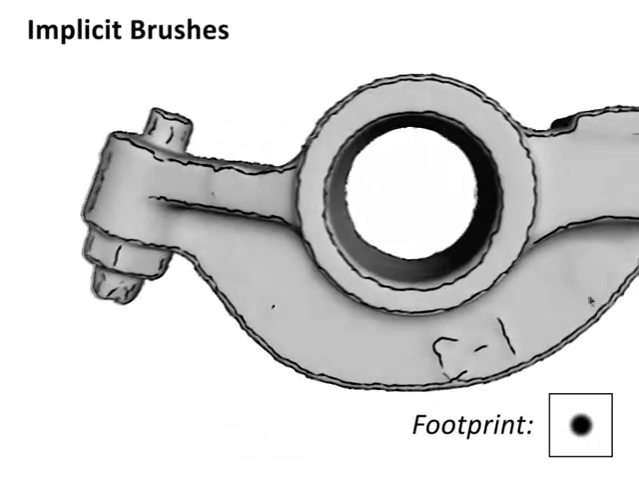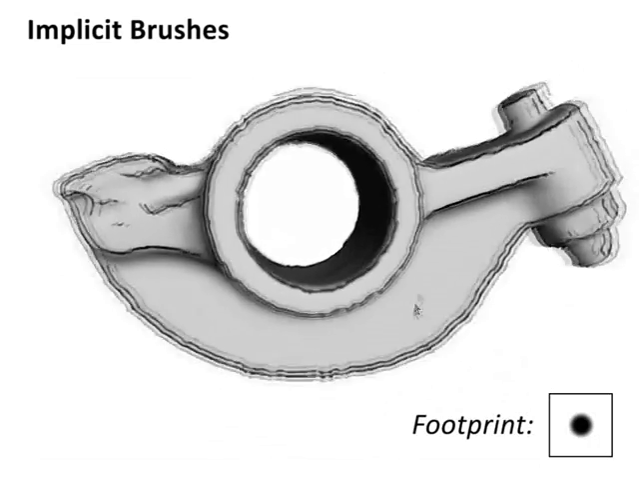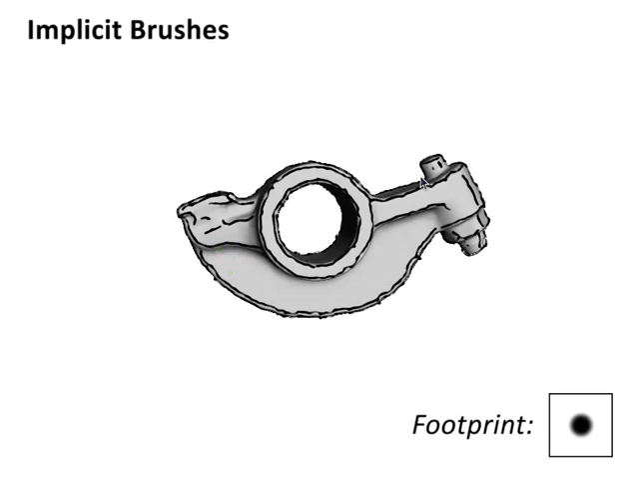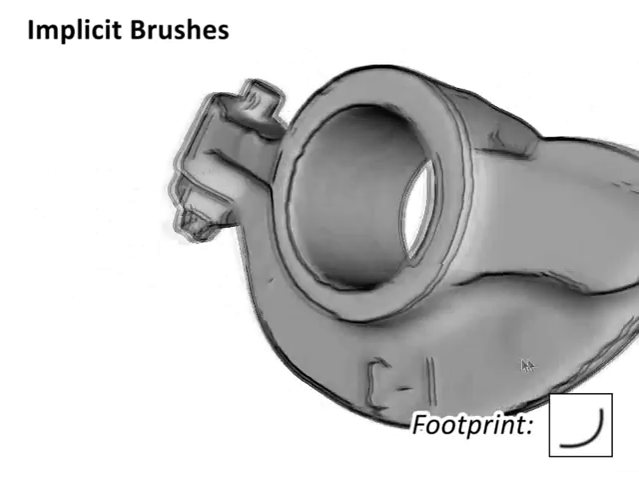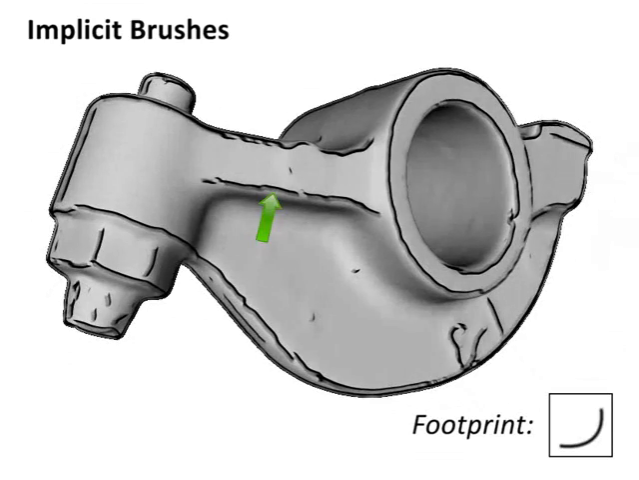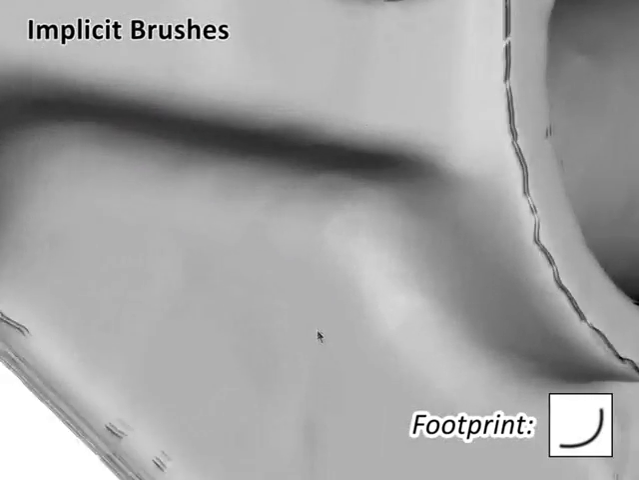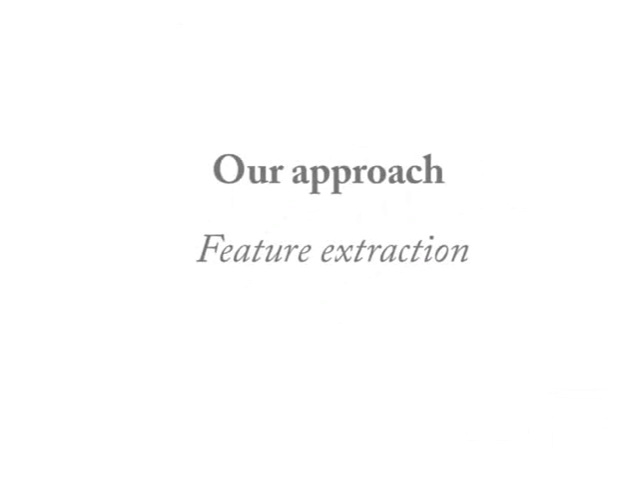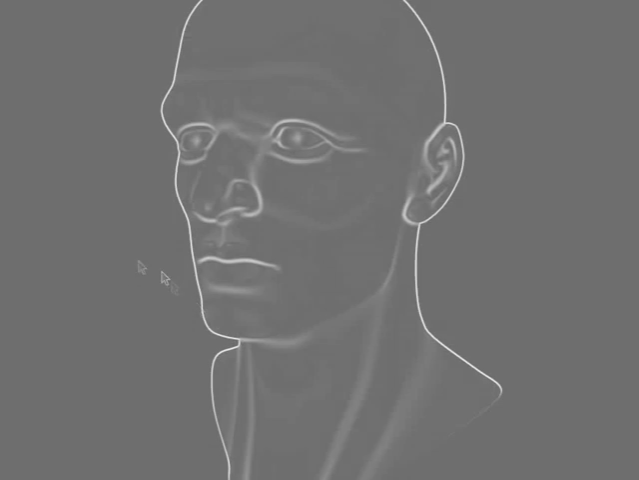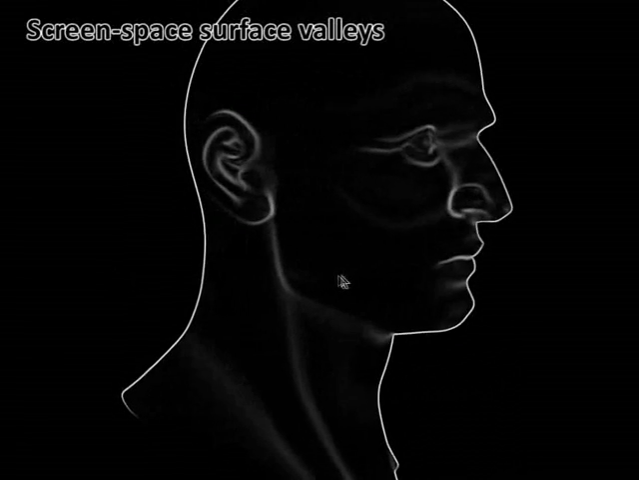Our second contribution is to provide a stylization technique adapted to dynamically extracted surface features. It is based on an implicit convolution technique that applies brush footprints anywhere near a surface feature. We now briefly explain our approach, beginning with the extraction of surface features. We illustrate it here with surface valleys.